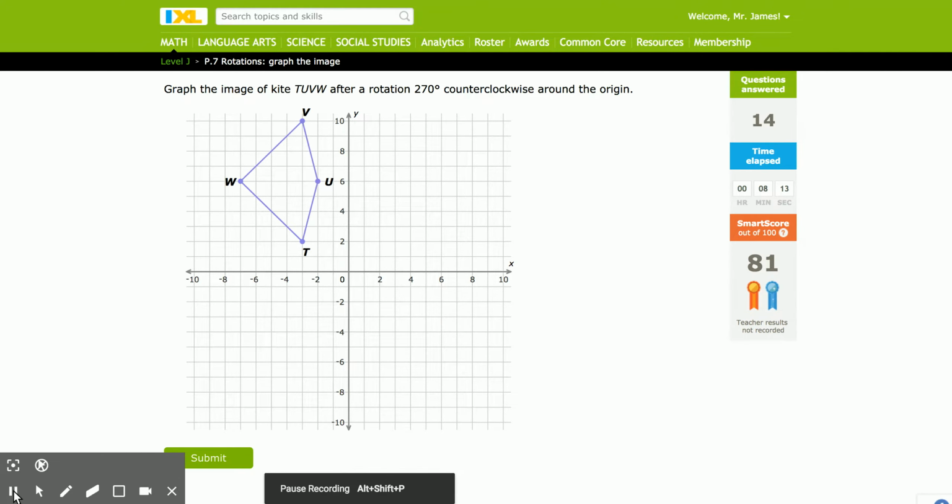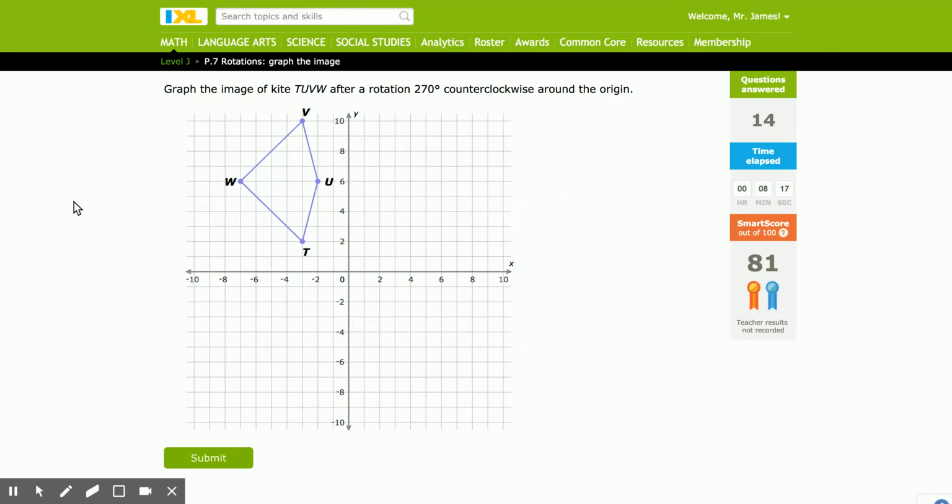All right. So even though I've only asked you to get to a smart score of 80, if you're really ready for a challenge, you could look at doing a rotation of an actual shape, in this case, a polygon that has 4 sides, a quadrilateral. They're asking us to move this kite. Yeah, that is a kite. TUVW, 270 degrees counterclockwise, which is this way. We could also think about that as moving it 90 degrees in the clockwise direction.